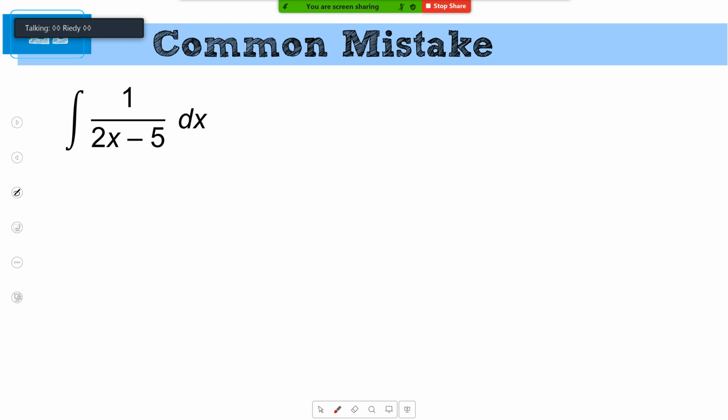So you'll see the title of this slide says common mistake. So what people do is they start to get in the habit of 1 over anything. The integral of 1 over anything is just going to be the natural log of the absolute value of that anything. So people will just say, okay, well, this is the natural log of the absolute value of 2x minus 5 plus c. And that would be wrong.